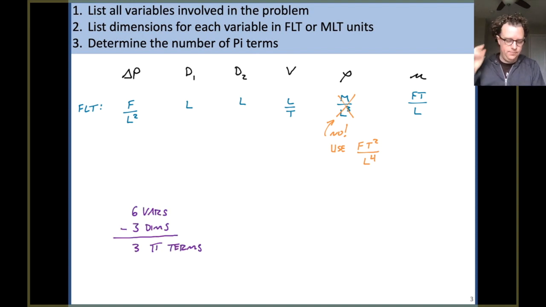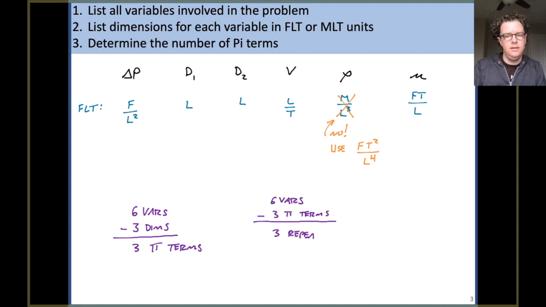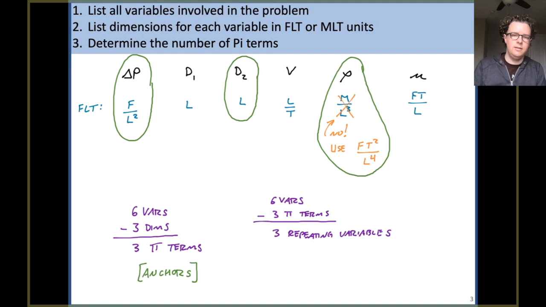All right. Third step, how many pi terms do we need? Well, we have 6 total variables minus 3 dimensions, so we have 3 pi terms. And if 3 of them are going to be pi terms, that means we need 3 repeating variables. So I'll go ahead and do my selection. I'm going to pick my anchoring variables in green.